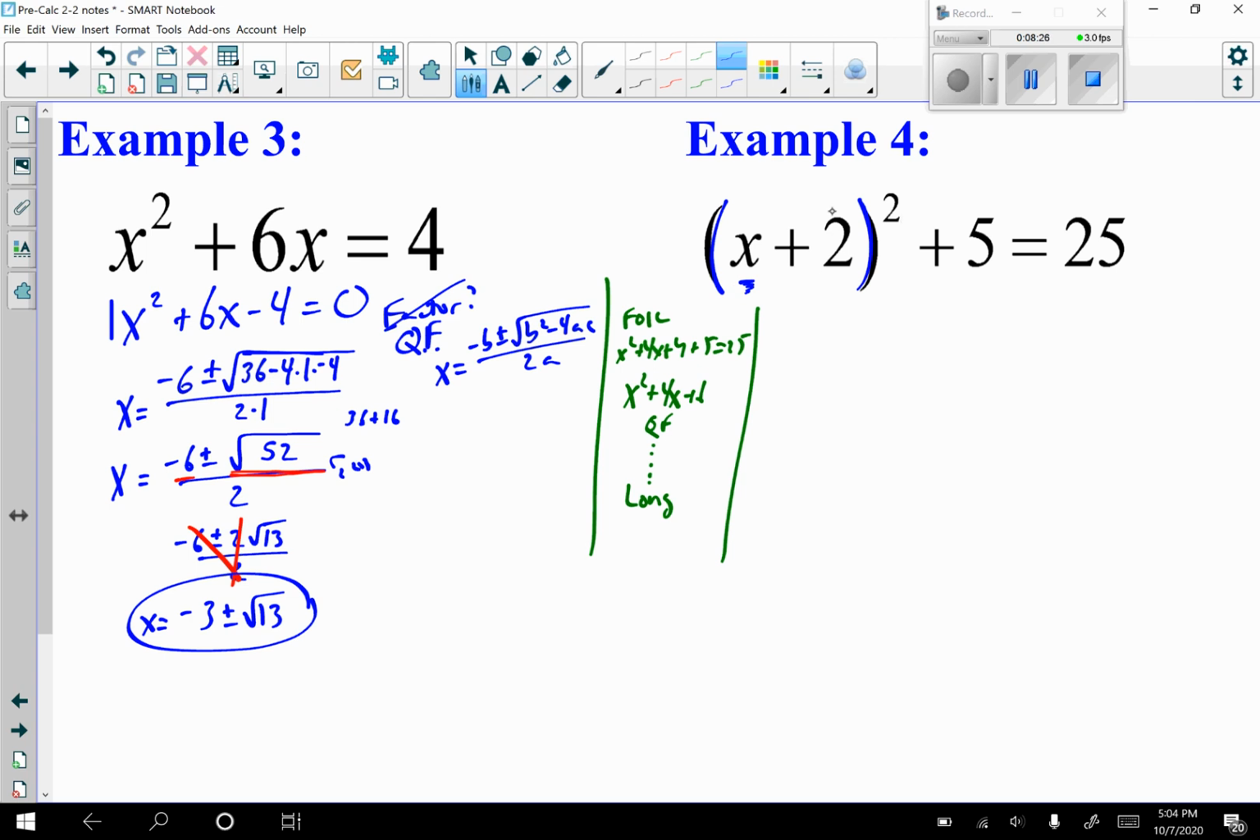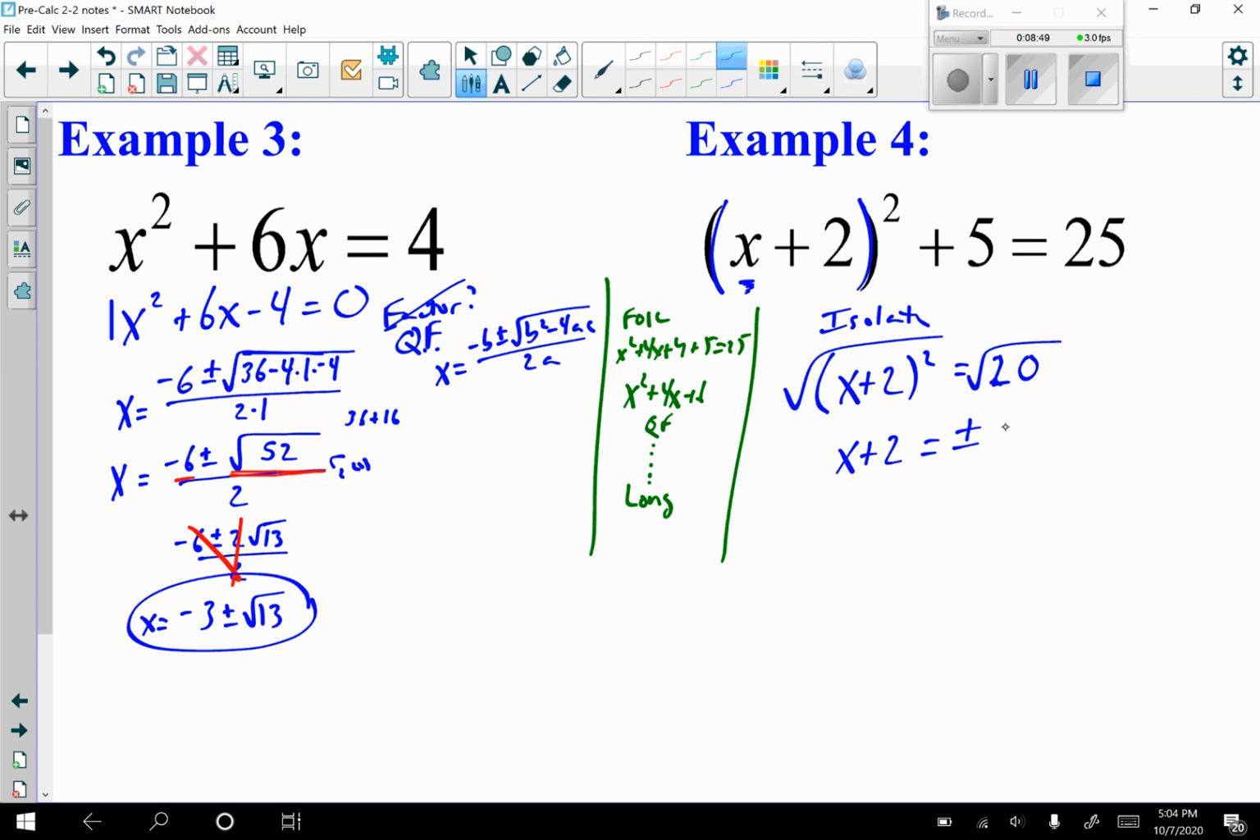If you just see this parentheses, we're going to hear this a lot. First, isolate the important stuff. X plus 2 squared equals 20. Subtract that 5. Now we can get rid of the outside to inside. Now we're going to square root. We get x plus 2 equals the square root of 20. You put the square root in there.